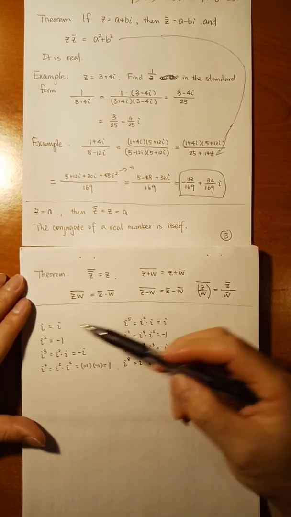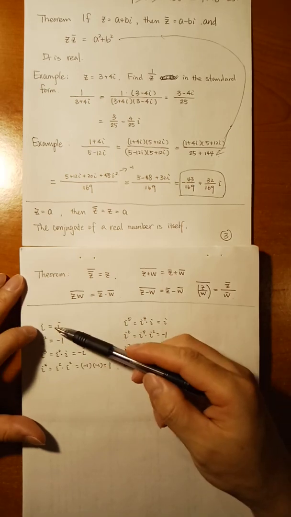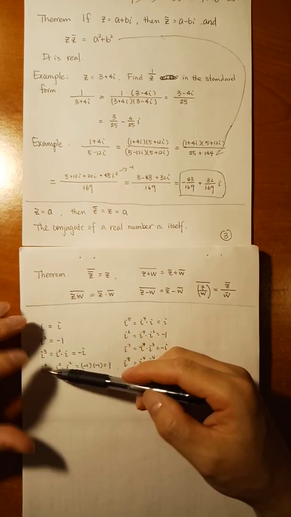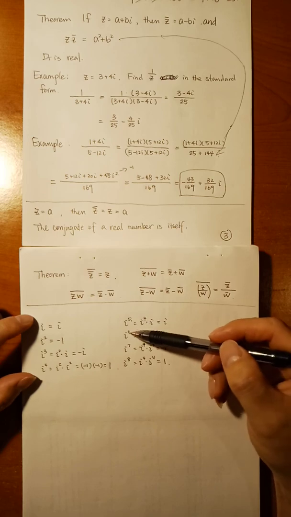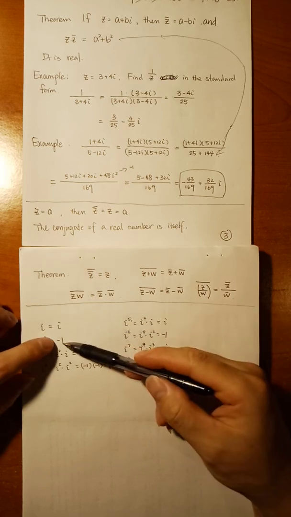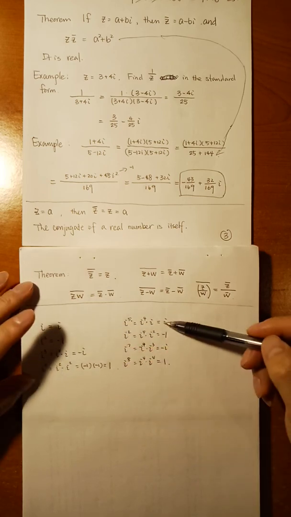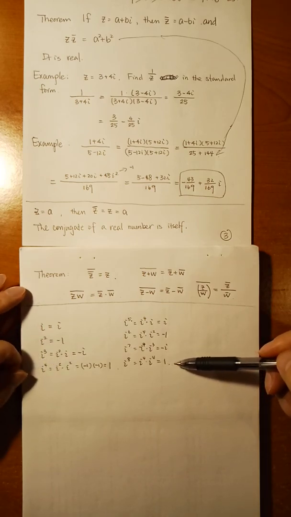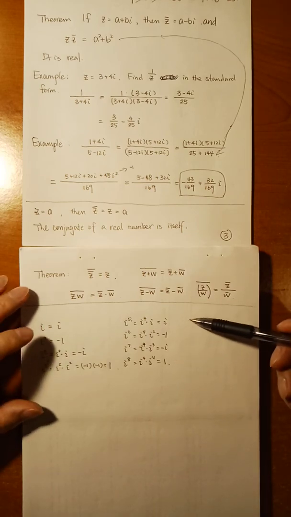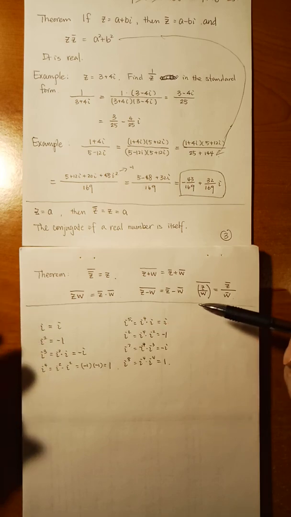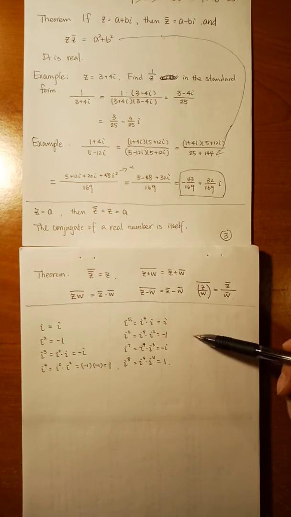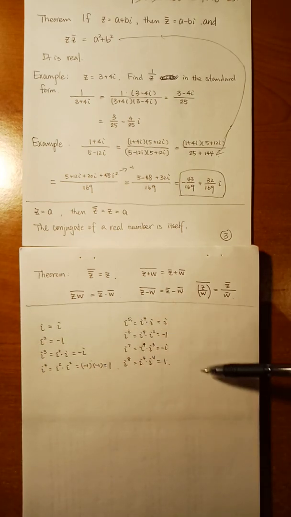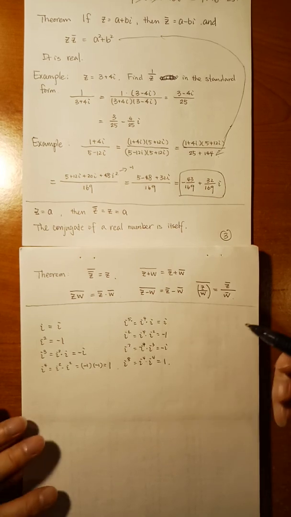It's repeated. The period is 4. i, i squared, i cubed, i to the 4. This is a period. 5, 6, 7, 8. You see i, -1, negative i, 1, i, -1, negative i and 1. And if you continue that, i to the 9 is definitely equal to i. i to the 10 is equal to i squared, and so on. So there is a period.